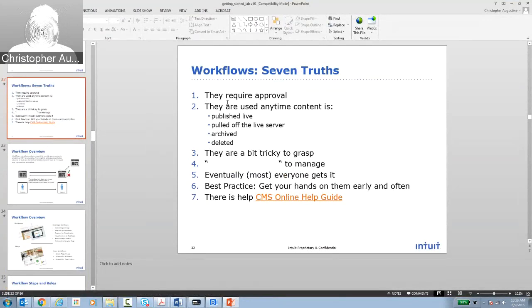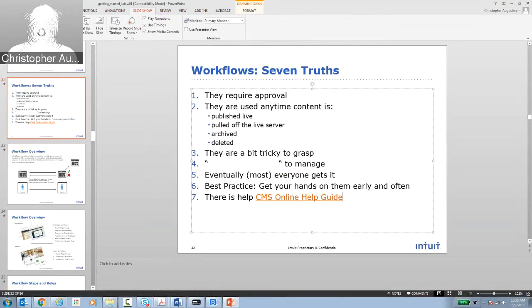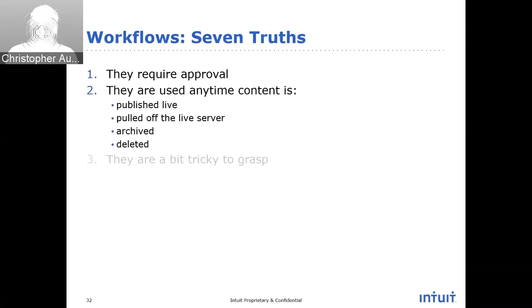This is what we call our 7 truths. They require approval. They're used anytime content is published live, pulled off the live server, archived, or deleted. They're a bit tricky to grasp and to manage because it takes a little bit of time to understand them. They're less tricky if you're just doing asset workflows. Eventually, almost everyone gets them. The best way to learn them is to go through and use them, get your hands on them, and of course, there's additional information on the CMS Online Help Guide.